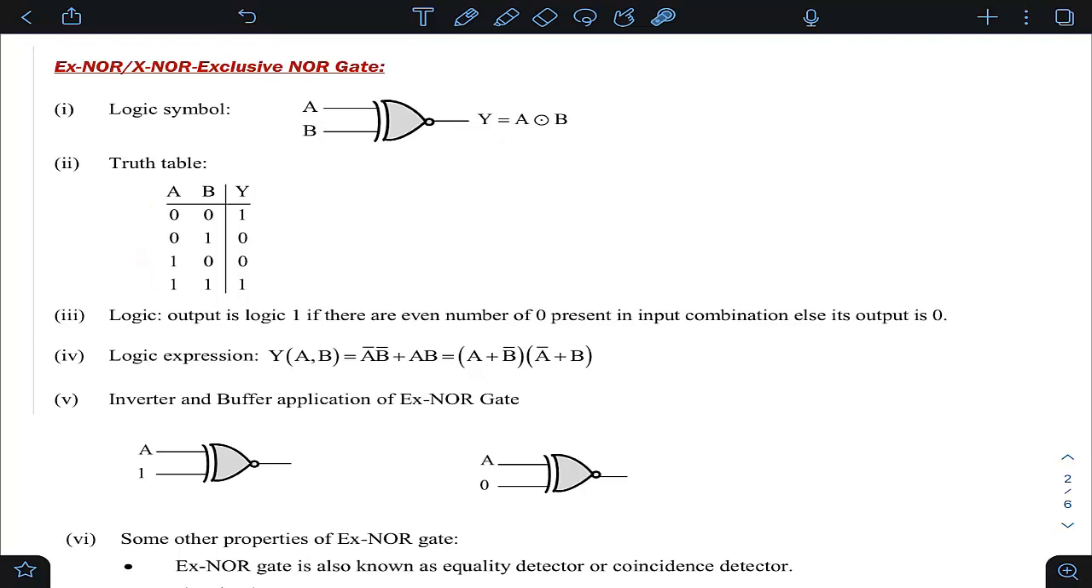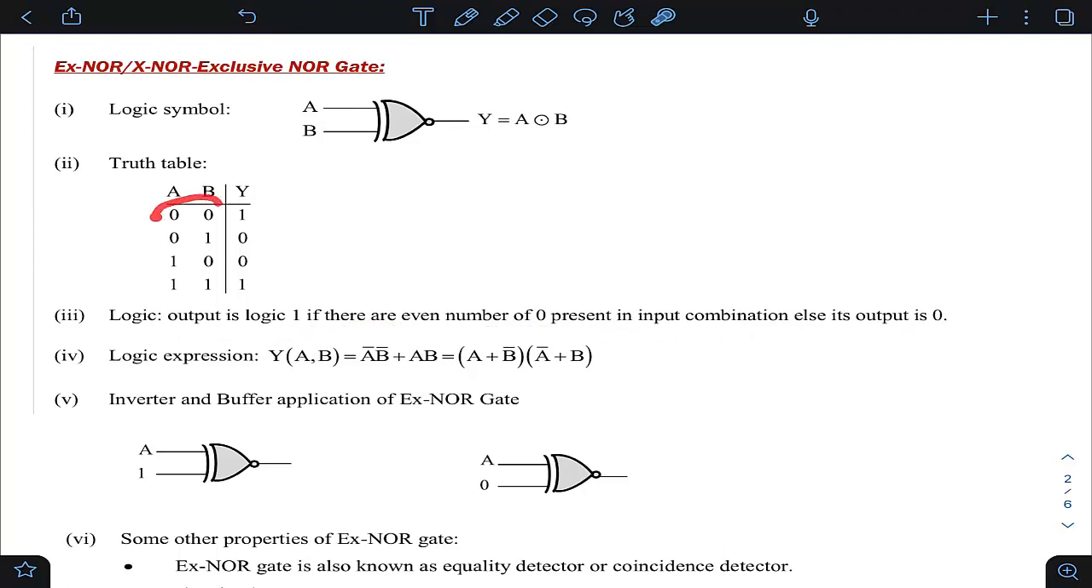Like the way we understood how the XOR gate produces output 1, here the logic is whenever you have an XNOR gate, you count how many 0s there are. If the number of 0s is even, the output will be 1, else it is 0. So here you see this is the logic. Output is 1 if there is an even number of 0s present in the input combination, else the output is 0.